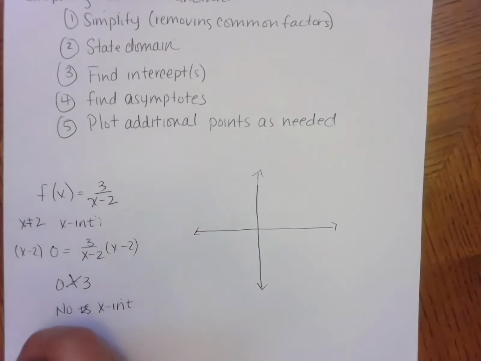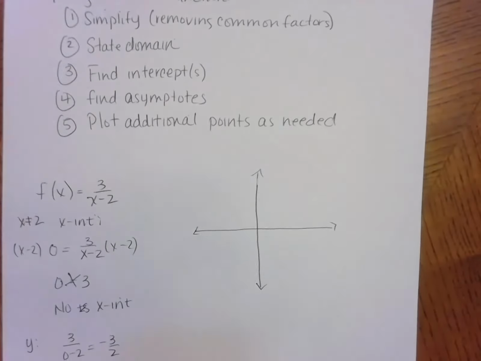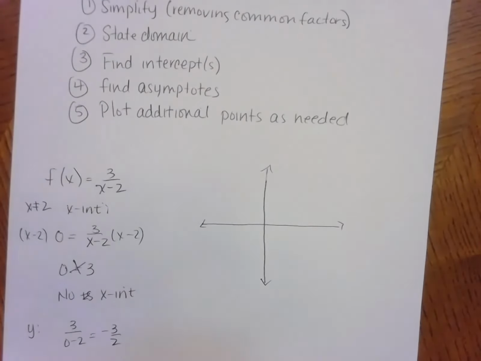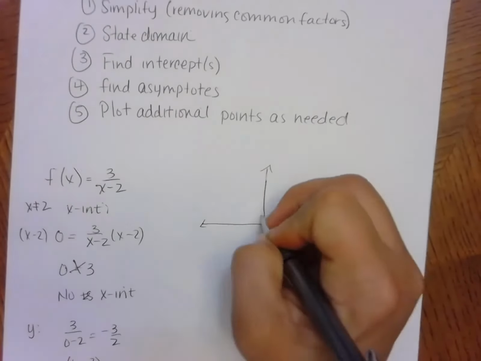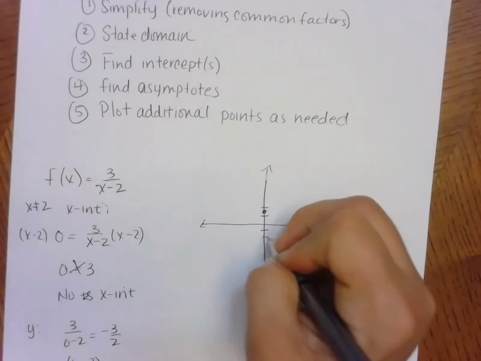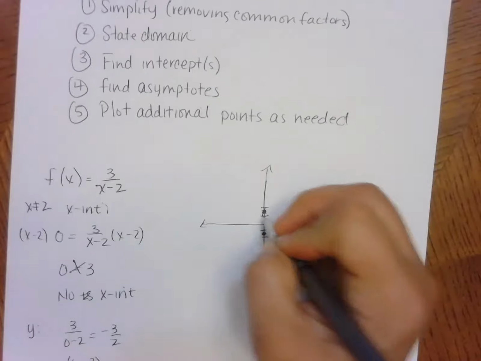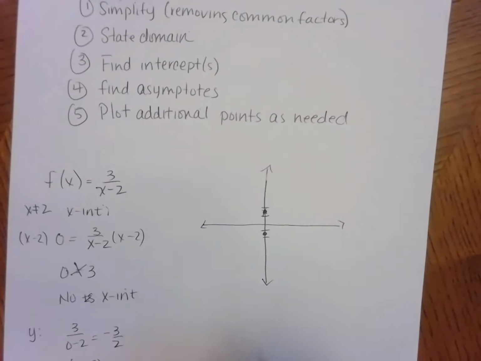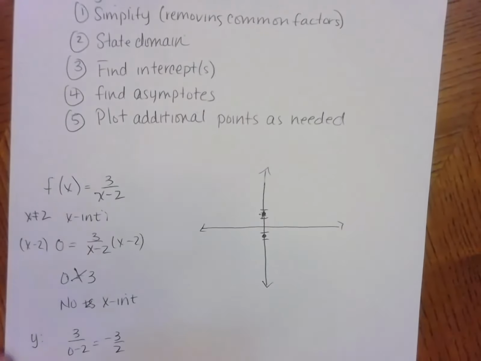To find the y-intercept, I plug in x is 0. So I have 3 over 0 minus 2, which is negative 3/2. So this hits my y-axis at negative 3/2. So I'm going to put that point on, right? That would be 0, negative 3/2, a point that I can graph. Oh, I graphed it as if it was positive, so it's really down here. Okay. All right, so found the intercepts.